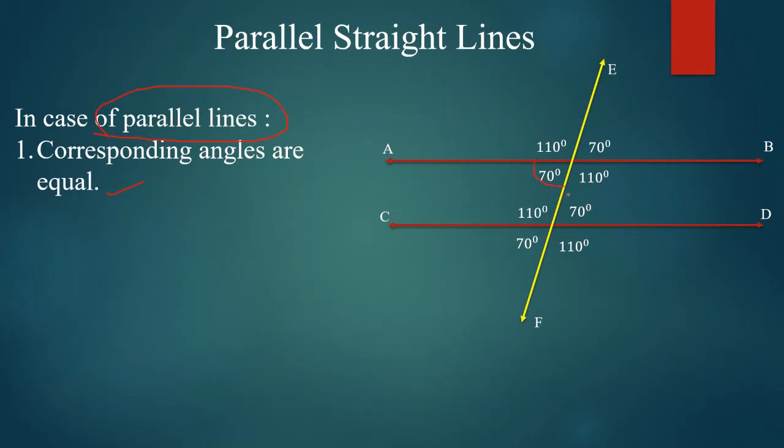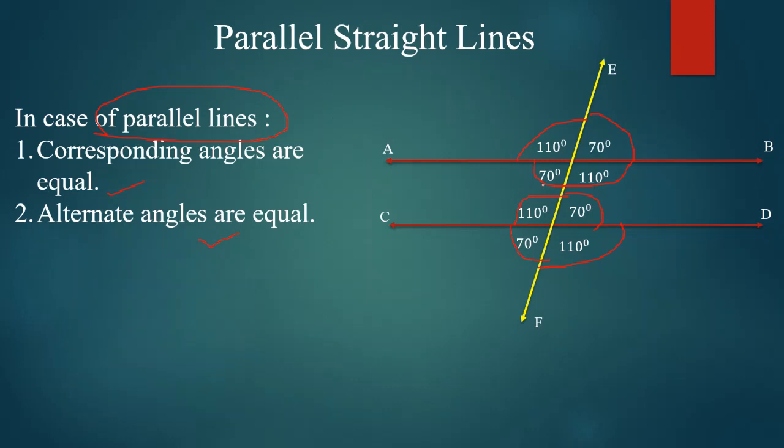Also, these angles are alternate angles. These two also alternate angles. So also in case of parallel lines, alternate angles are equal. If lines are parallel, therefore corresponding angles are equal, alternate angles are equal.